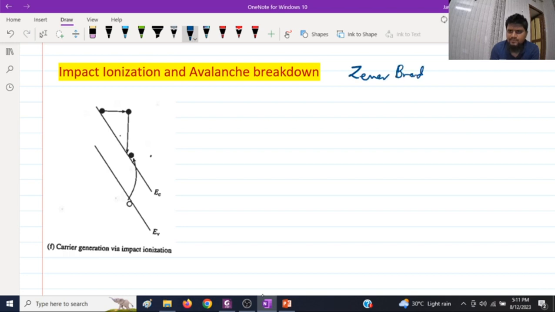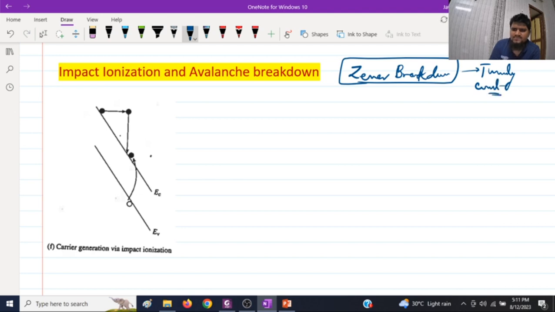and we found that Zener breakdown is basically because of the tunneling current. Now today in this topic we will discuss avalanche breakdown, and the main cause is impact ionization.